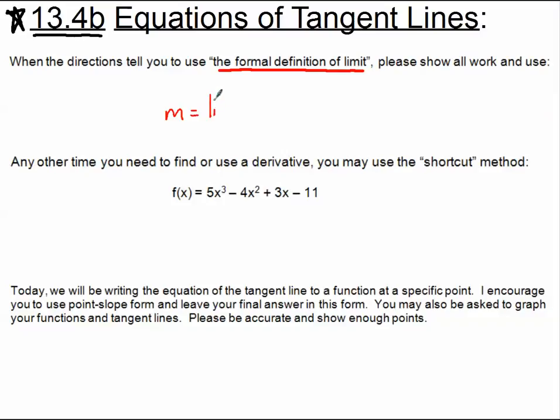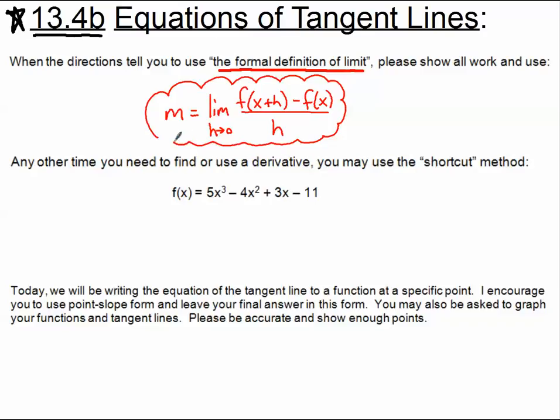The slope is equal to the limit as h approaches 0 of f of x plus h minus f of x, divided by h. That's our formal definition of limit, and we've used this in the previous tutorials to find the slope ultimately. And that was a lot of work, a lot of algebra. Any other time, as long as it doesn't say to use the formal definition of a limit, we can use our shortcut, and it's called the power rule. And obviously it's a whole lot easier and faster because it's called a shortcut.